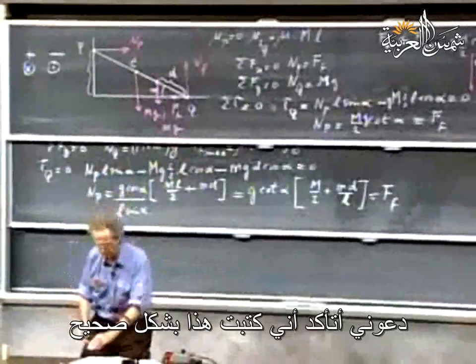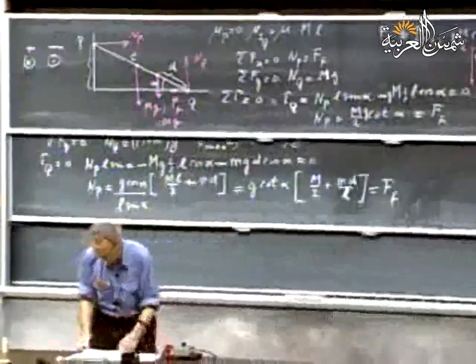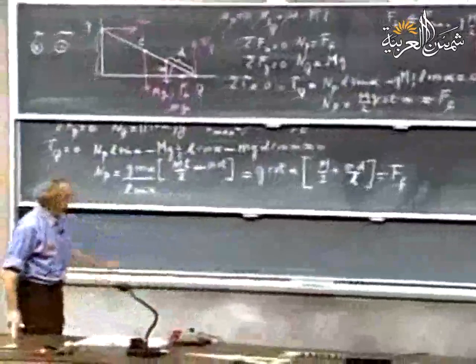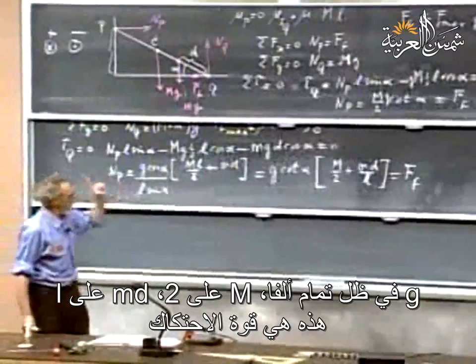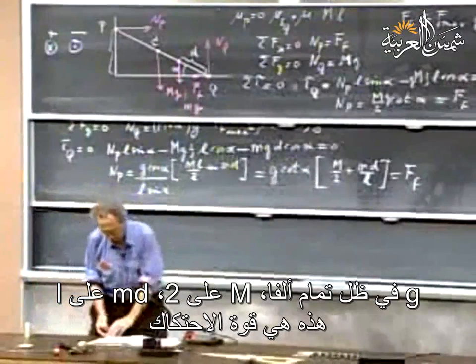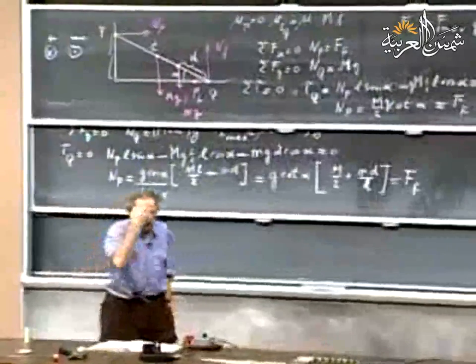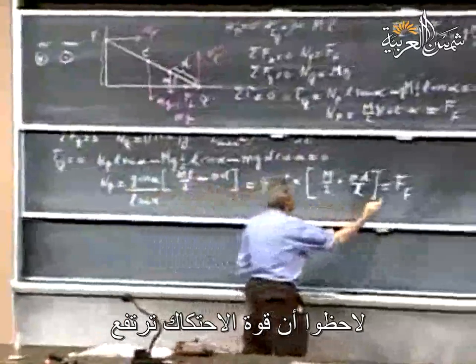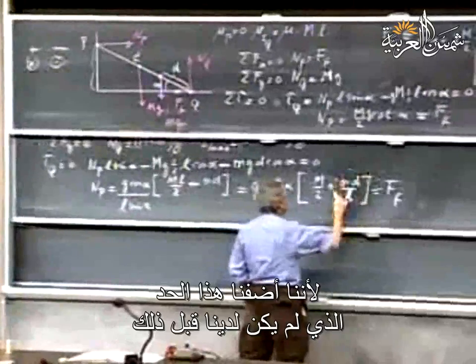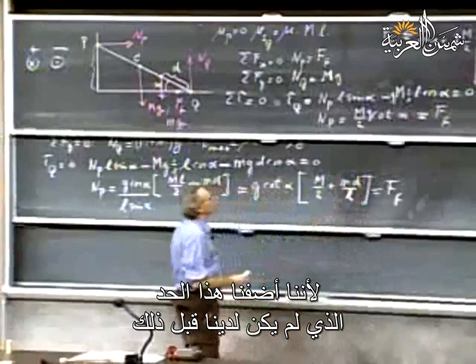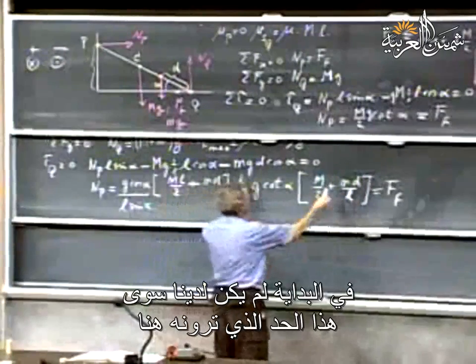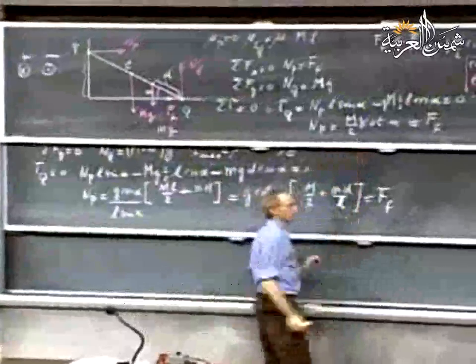Let me make sure that I have this right. Yes, I do. g cotangent alpha times M over 2 plus little md over L. That is the frictional force. Notice that the frictional force is going up because this term is added, and we didn't have that term before. Before we only had this term, which you see here.